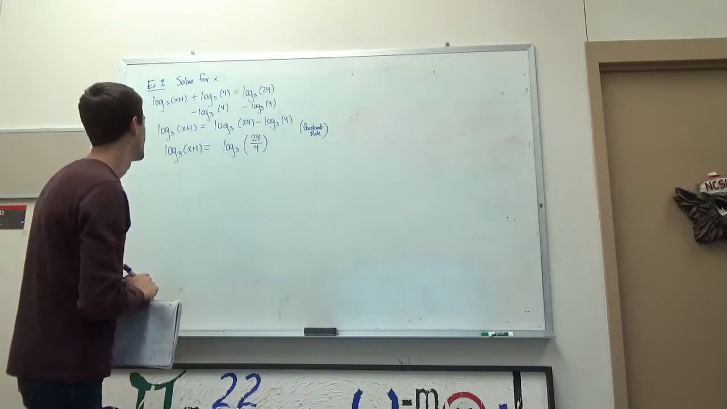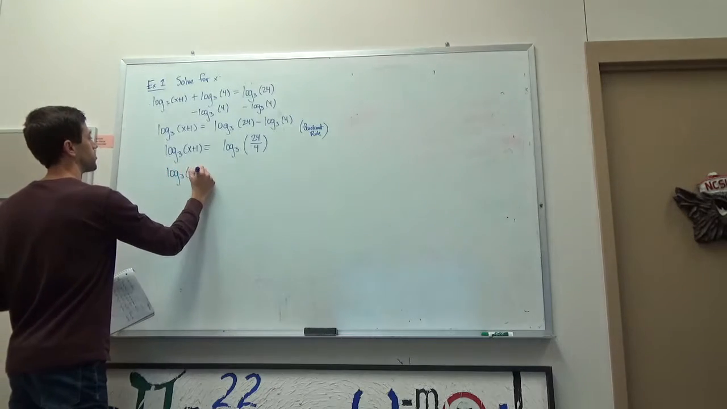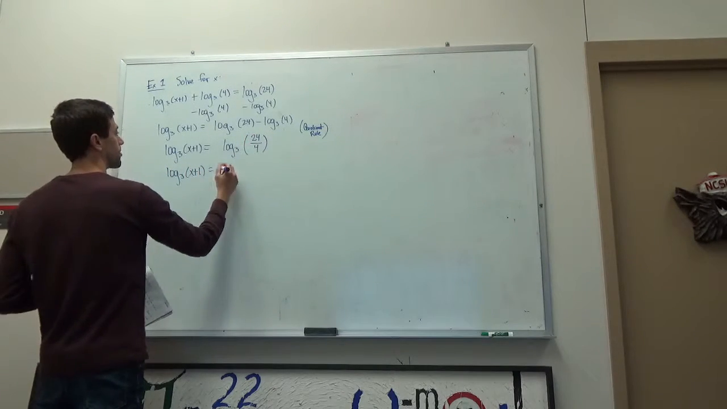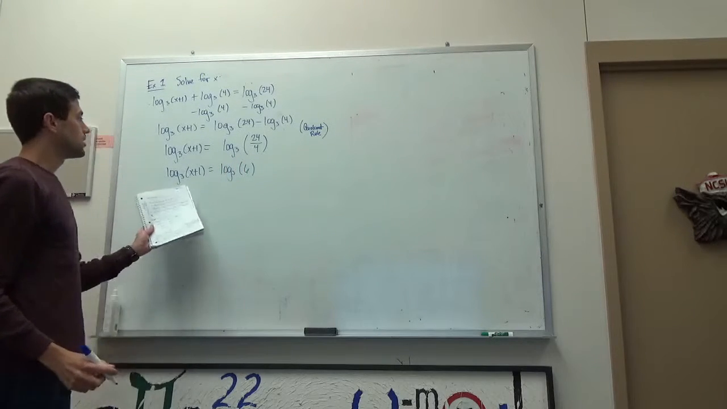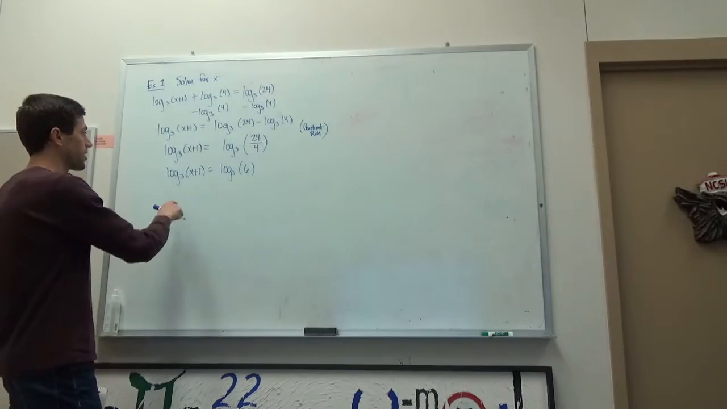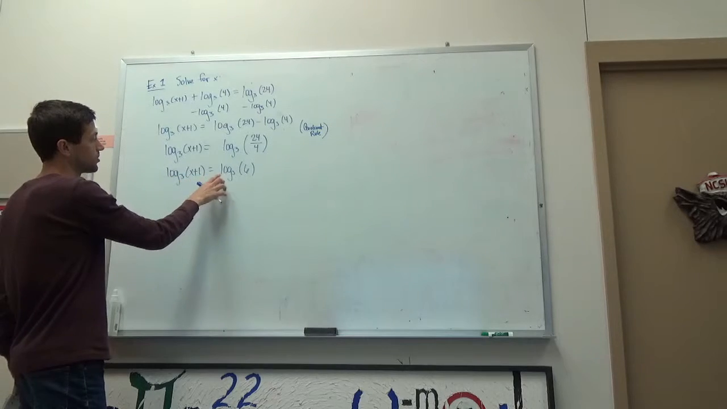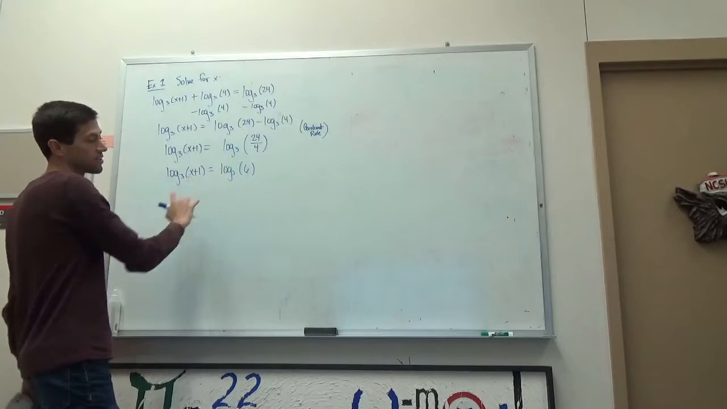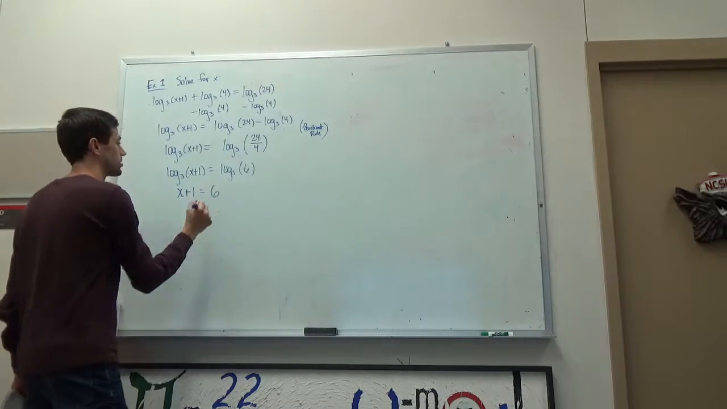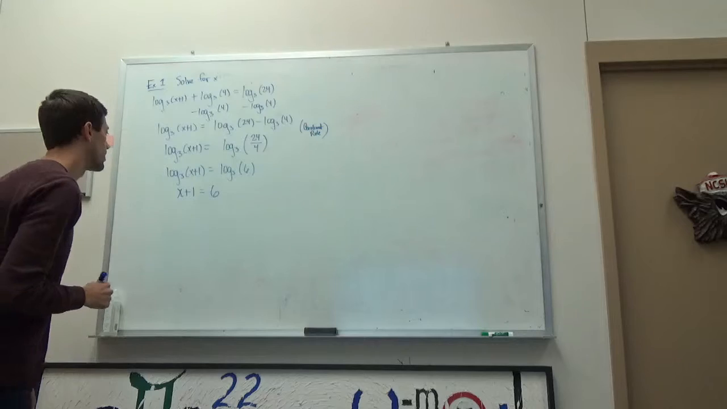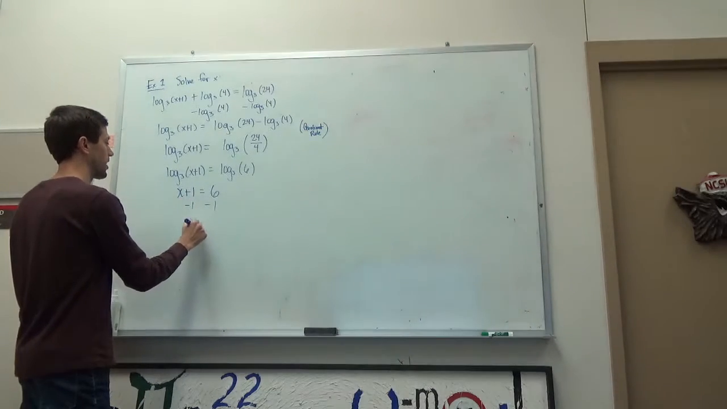Alright. So, then we have log base 3 of x plus 1 equals, and 24 divided by 4 is 6. And then we see that we can use that rule that says that if we have log base 3 of one thing equal to log base 3 of another thing, then the two things on the inside are equal. So x plus 1 must equal 6. So then we subtract 1 from both sides, and we get x equals 5.